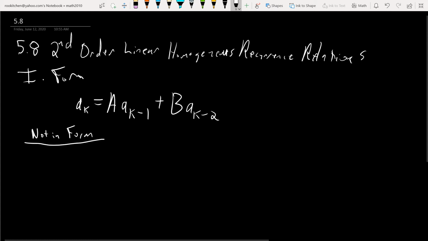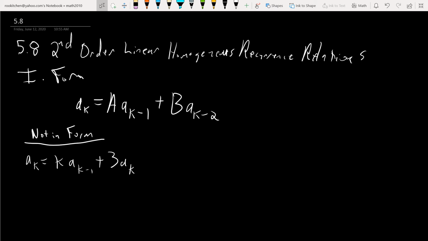Things that look like second order linear homogeneous recurrence relations may not be, actually. For example, a sub k equals k times a sub k minus 1 plus 3 times a sub k minus 2. This is not in the form, and it's because of that pesky k in front here. So the things in front of your a sub k minus 1 and k minus 2 have to be just constants. You can't have functions of k in front of them. Okay, so that's one example.